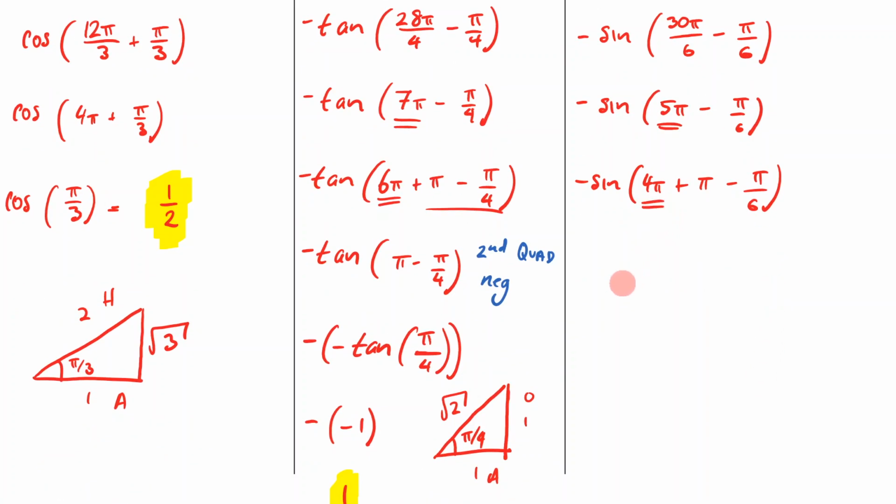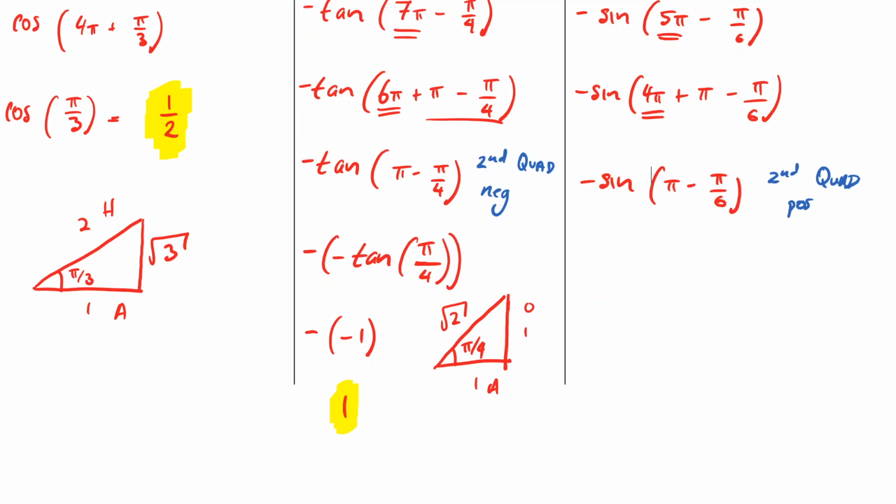Now I can just ignore this 4 pi because it's just saying I'm going around the unit circle twice. So it's just going to be pi minus pi on 6, which again is telling me that I'm in my second quadrant. And I know that in the second quadrant, sine is positive. So the fact that it's positive means that I'm not going to put a negative out the front as I did over here. I'm just going to leave it as is. So there's still a negative there, but I'm not putting another one. This is going to be pi on 6. What is sine of pi on 6? It's a half, but because I've got a negative, it's going to be negative a half.